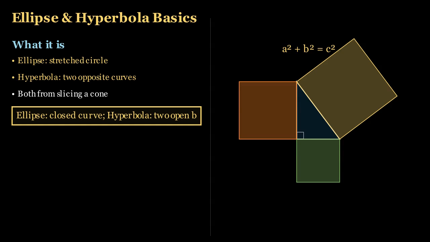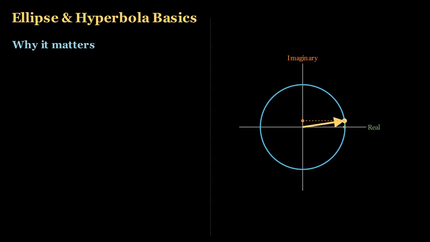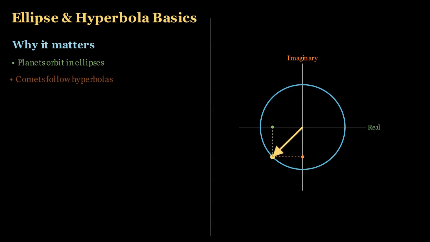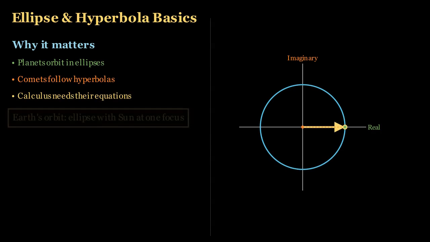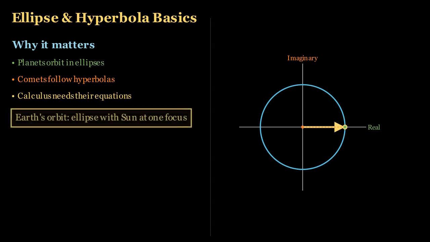Why do we care about these shapes? Because the universe is full of them. A planet like Earth doesn't travel in a perfect circle around the Sun, its path is an ellipse, with the Sun sitting at one special point called a focus. A comet that swings past the Sun once and never returns traces a hyperbola. To understand motion, orbits, and even how light bounces inside a mirrored room, you need ellipses and hyperbolas.